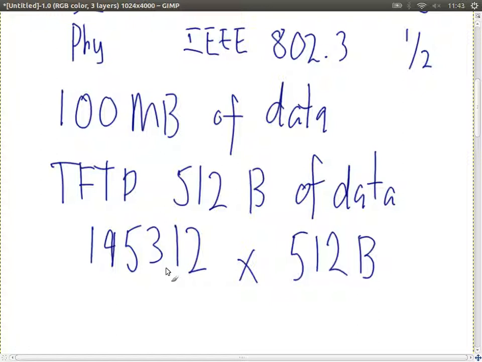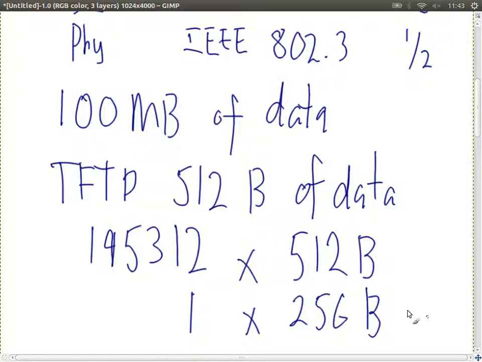And the last packet would have the leftover. The maximum size allowed is 512, but if you work out 195,312 times 512, it's slightly less than 100 megabytes. There'll be one packet, which is 256 bytes. You can check that, and if you multiply 512 by 195,312, add 256 bytes, and you get exactly 100 megabytes.